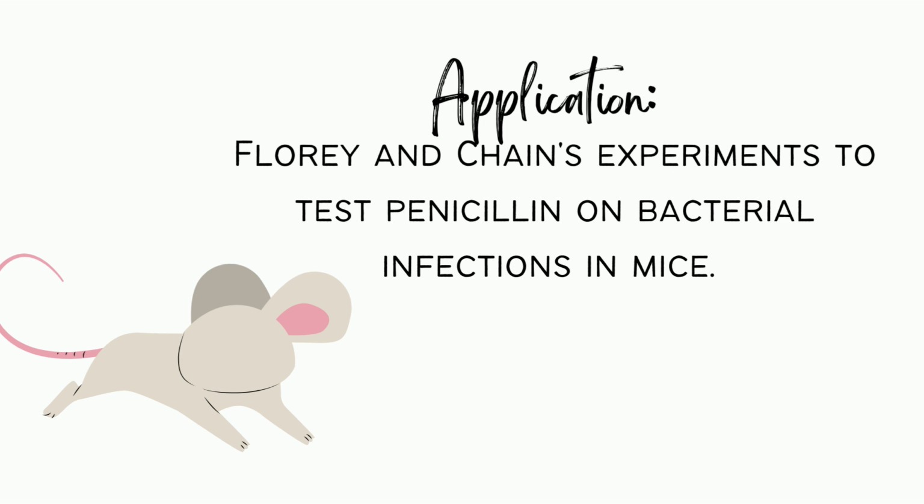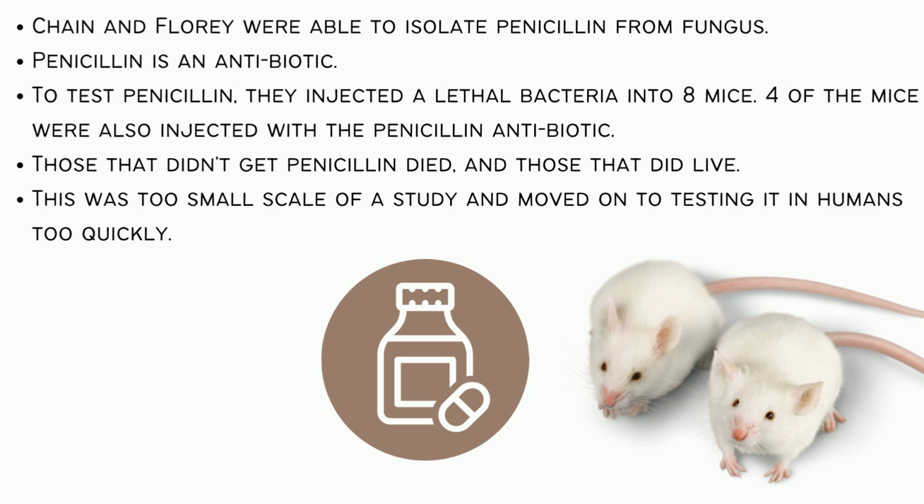Another thing you need to know is how we can apply this knowledge. And one of the applications we need to look at is Florey and Chain's experiment testing penicillin on bacterial infections in mice. So, these two scientists were able to isolate penicillin from a fungus. And penicillin is an antibiotic chemical.